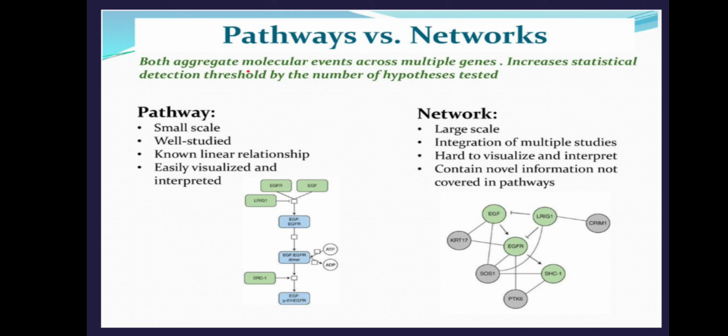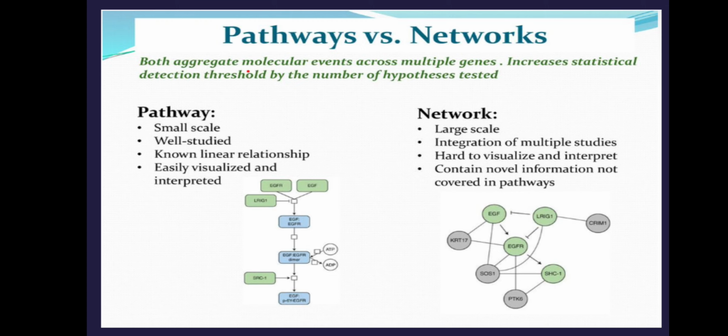Pathway versus network. أول حاجة نعرفها إن البوث aggregate molecular events across multiple genes and increase statistical detection. طيب pathway بيبقى small scale well studied non-linear relationship. relationship ما بينهم بتبقى linear، بتبقى في حاجة بتعمل connection مع حاجة بشكل linear، easily visualized and interpreted لأن هو linear فسهل إن احنا نشوفه ونفسره.